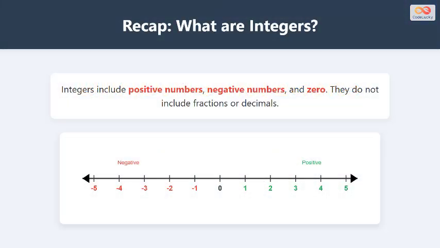First, let's quickly review what integers are. Integers are the set of whole numbers that include positive numbers, negative numbers, and 0. As you can see on the number line, positive numbers are to the right of 0, and negative numbers are to the left. Remember, integers do not include fractions or decimals.